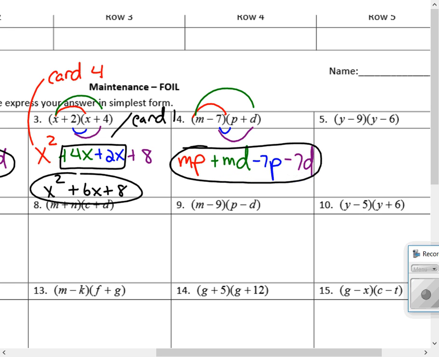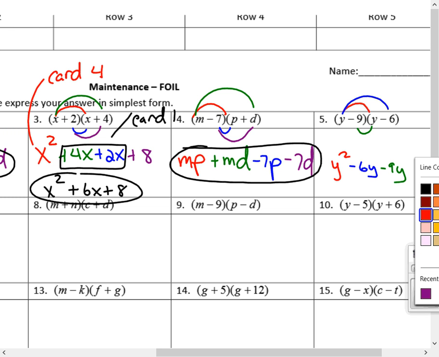So, into our last problem in row 1, we've got the quantity y minus 9 times the quantity y minus 6. So, we've got y times y will be y squared, followed by y times negative 6 is negative 6y, followed by negative 9 times y is negative 9y, followed by negative 9 times negative 6 is positive 54.